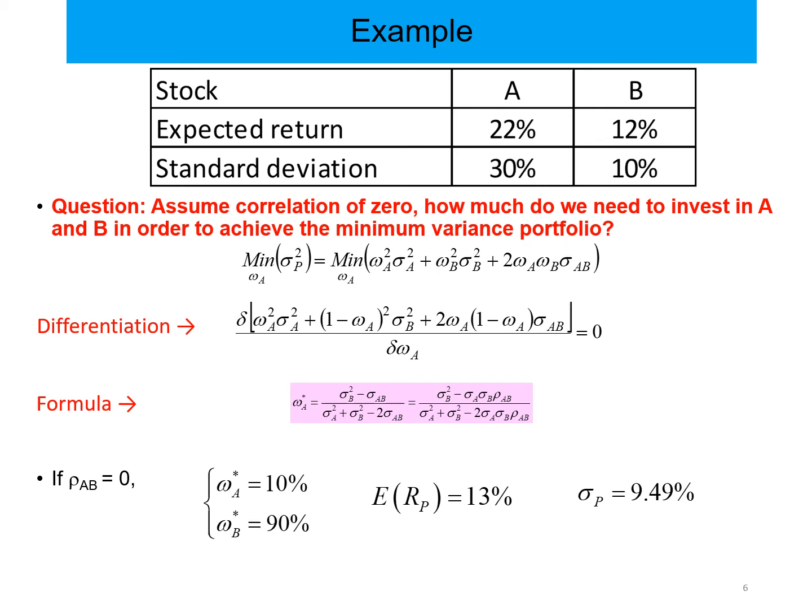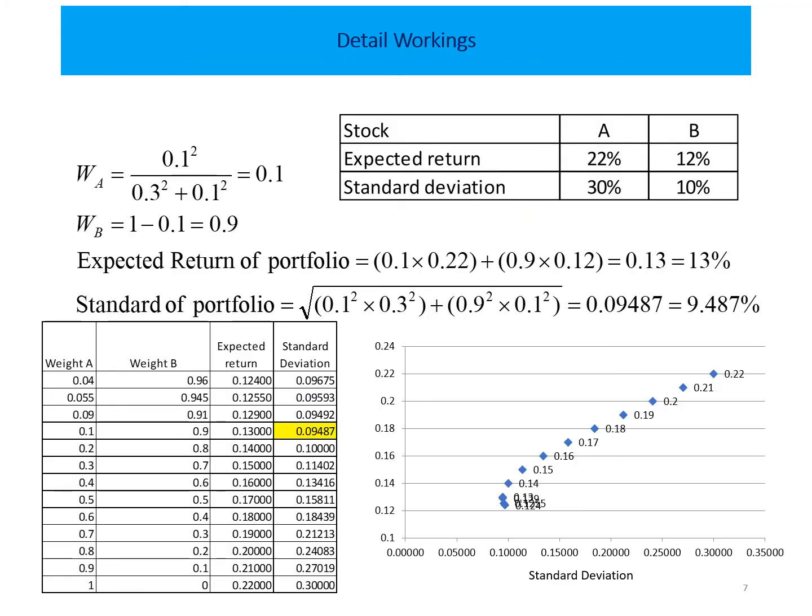The rate of investment in A is 10%. The rate of investment in B is 90%. From there, we can use the formula for two asset portfolio to calculate the expected return and standard deviation for the minimum variance portfolio. Here is the summary of the working which I have performed using Excel. You can always try to replicate the whole example and practice on your own.